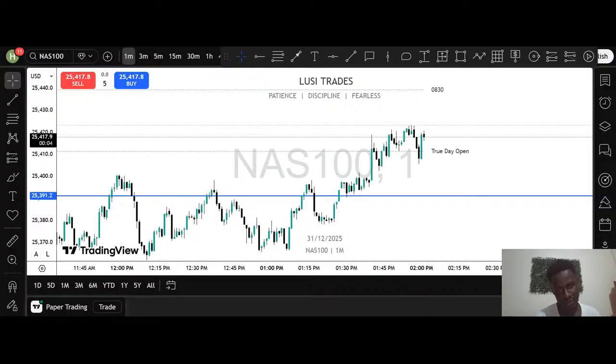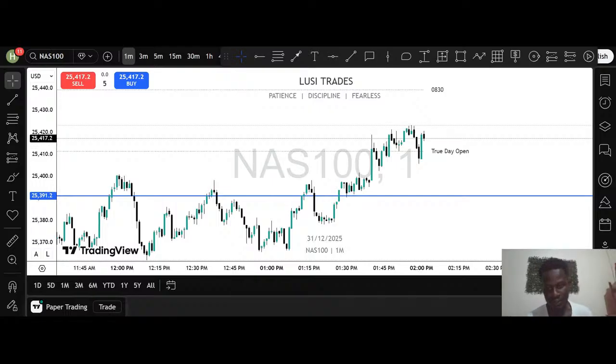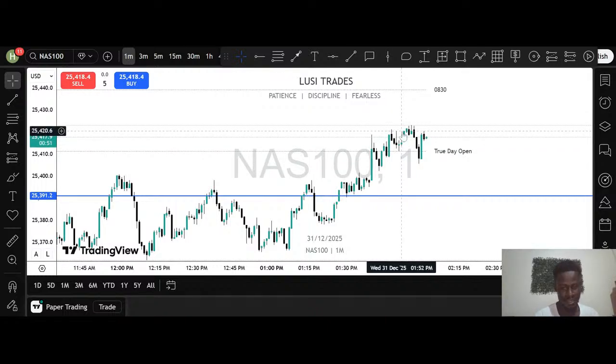Welcome back, folks. So there's the PM session. We want to see what happened, and we want to watch the price action of the PM session. So, PM session price action. Let's see what price will present to us.